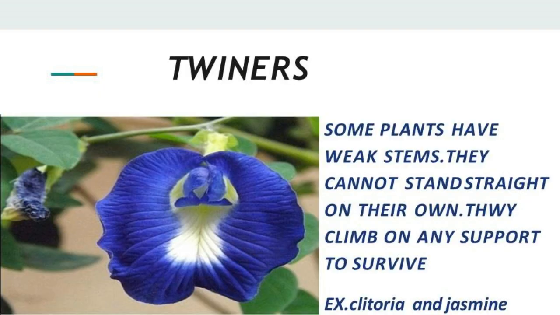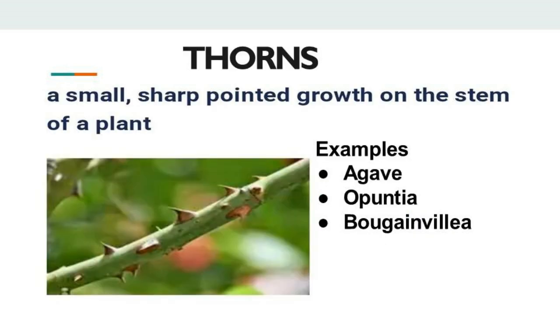Next one is twiners. Some plants have weak stems. They cannot stand straight on their own. They must climb on some support to survive. That is called a twiner. I give you the examples: clitoria and jasmine.